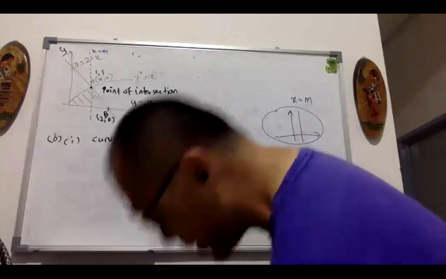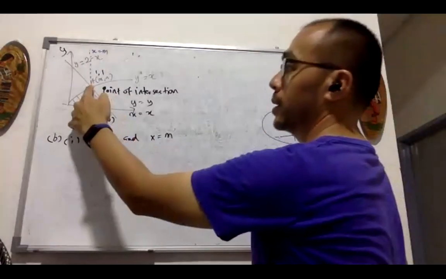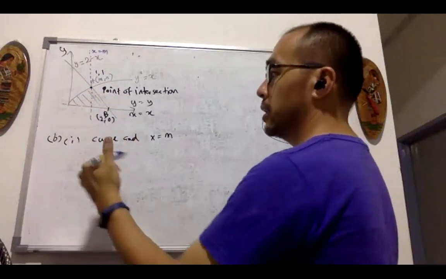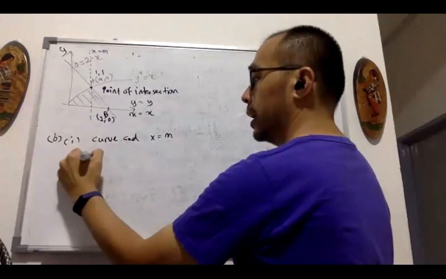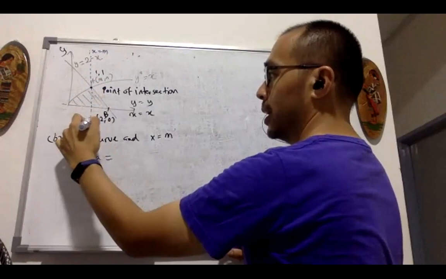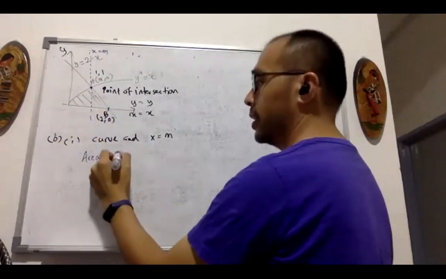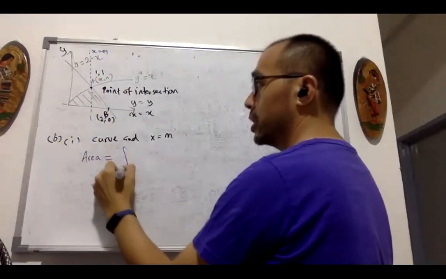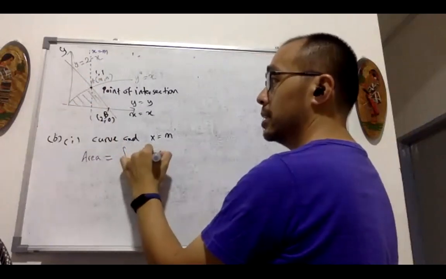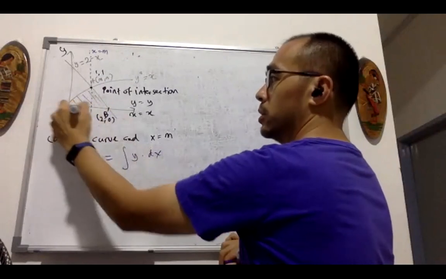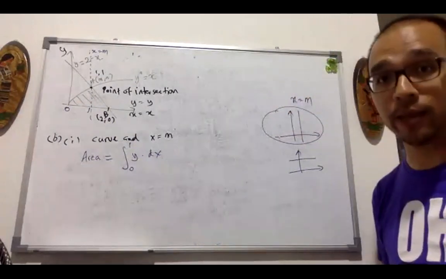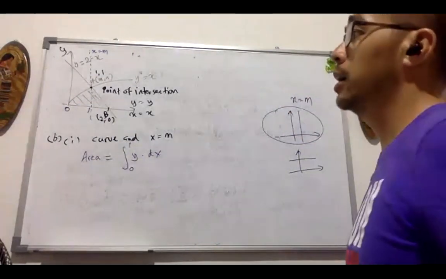The curve, okay, fine. So this one is pretty simple. All you have to do is, if you want to find the area bounded by the curve and x equals m, the area will be the integration of this curve, y against dx, from 0 to 1. Okay, that's one way of looking at it.